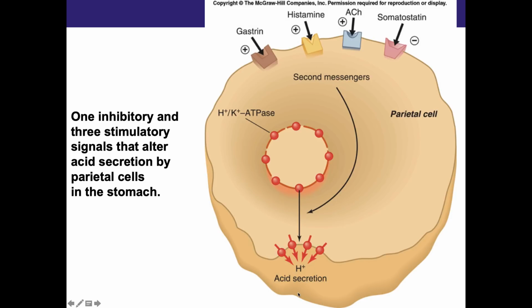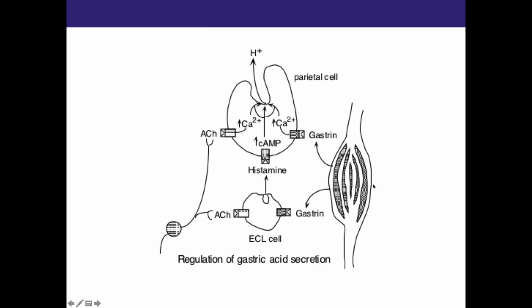All right, so let's bring in one more complication, just to make it fun, right? Here's the ECL cells. So the top blob, I'm just going to call it a blob right now, the top blob is the parietal cell, and the bottom one is the enterochromaffin-like cell.